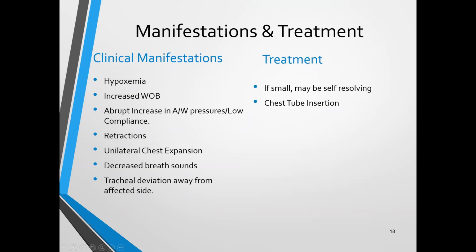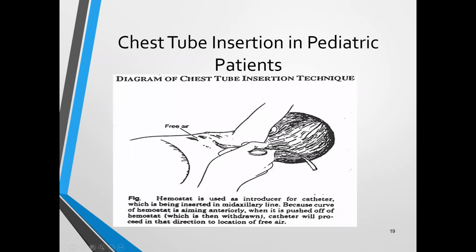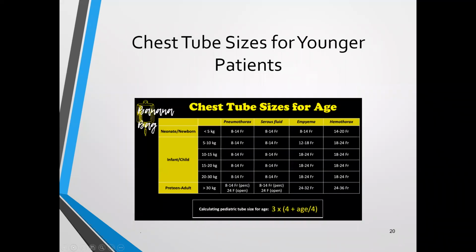Again, looking at decreased breath sounds, particularly on the affected side, and tracheal deviation away from the affected side. Treatment of a small one may be self-resolving, but we're really talking about something that's clinically significant. Chest tube insertion would be the standard of care. I'm not going to spend a lot of time on this, but they probably transilluminated the kid, though there are other ways as well. Obviously, they could have done it through an X-ray and just used a hemostat to put a chest tube in place.